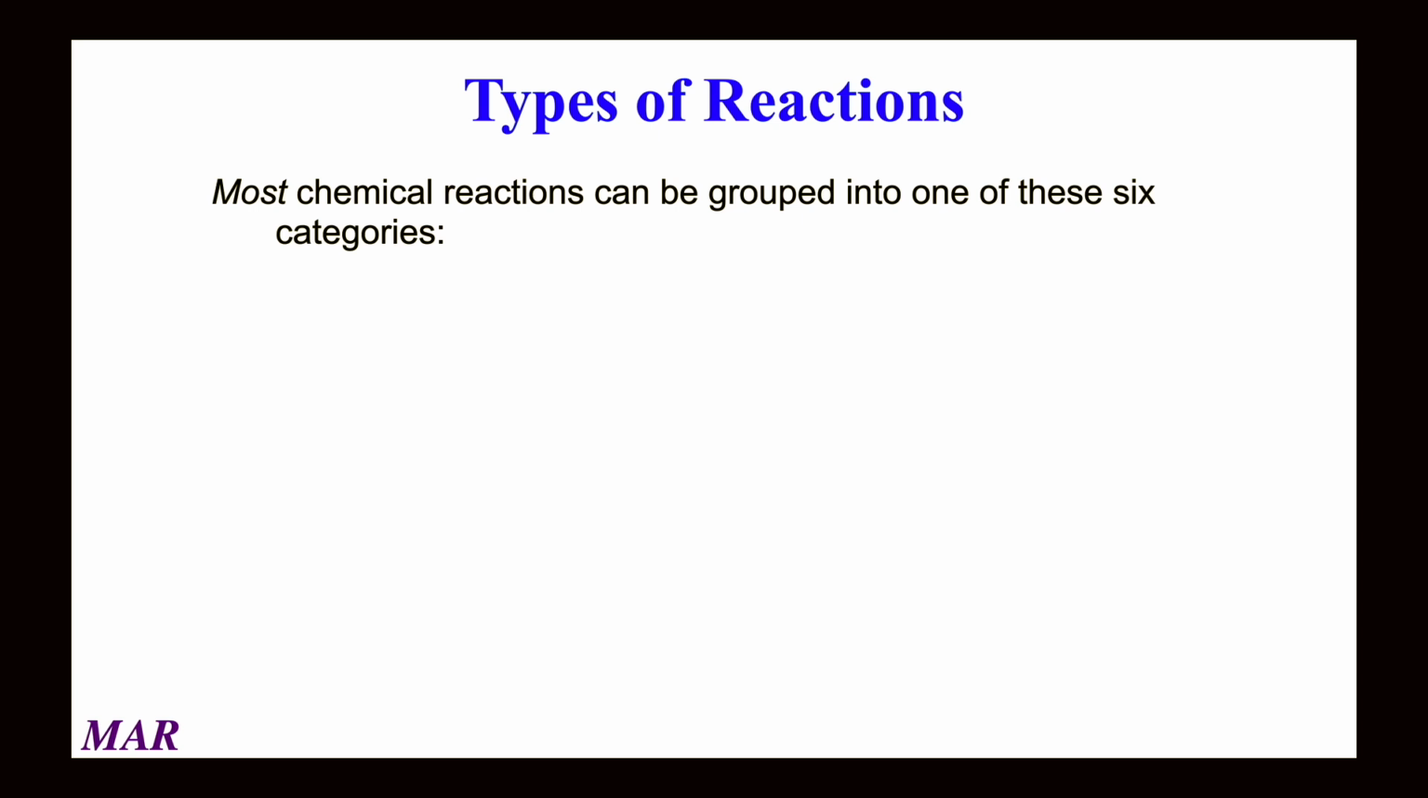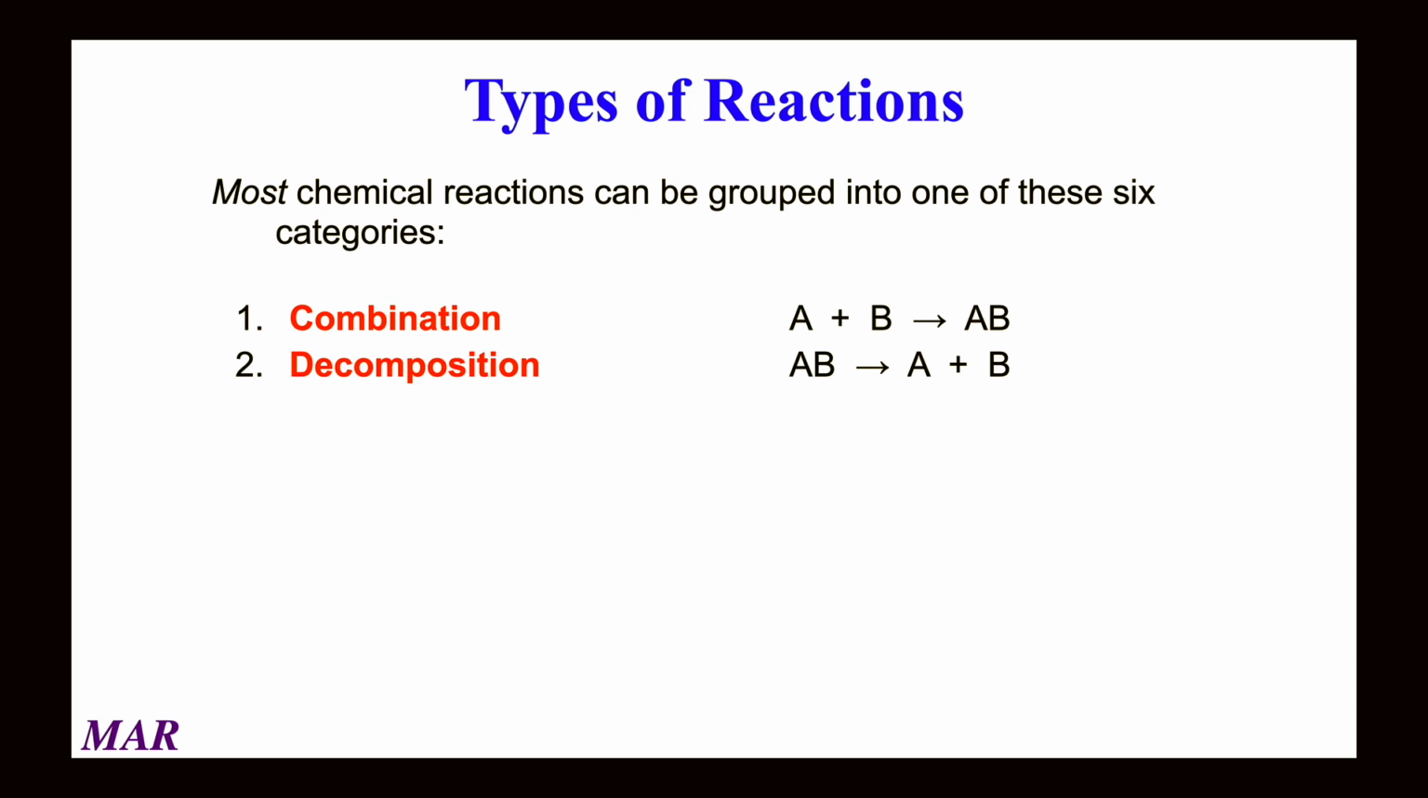So again, these 6 reactions are very common, not by any means the only types of reactions, but very common. The first 2 are called combination and decomposition. In a combination, A and B are coming together to make AB, some kind of molecule, which is just the combination of both of them. Decomposition is kind of the opposite. It's the molecule AB breaking down to A and B separately.